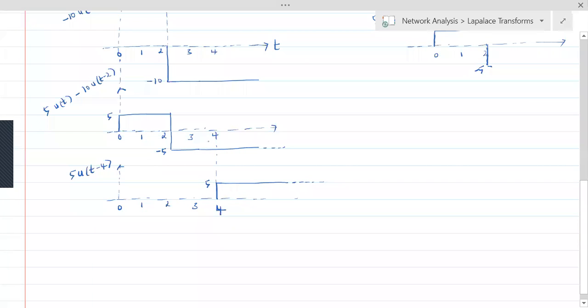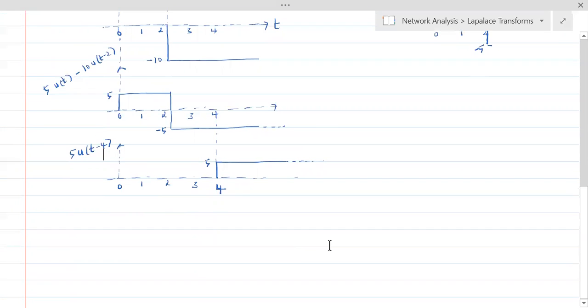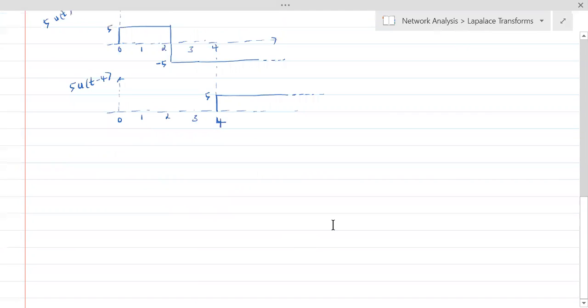Now, what we need to do, we need to add this signal and this signal. Why are we doing that? Because I need a signal which is 0 from 4 to infinity. From 4 to infinity it is minus 5, and from 4 to infinity it is plus 5, so minus 5 plus 5 would give you 0. So what I'll be doing is you have 5u of t minus 10u of t minus 2. To this signal I'm adding plus 5u of t minus 4.